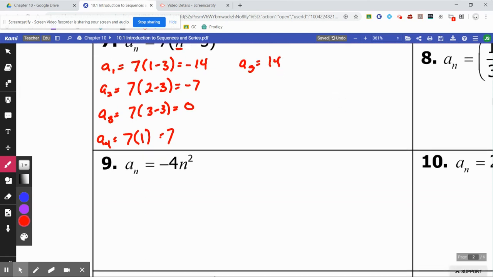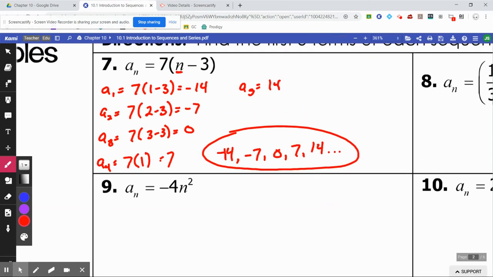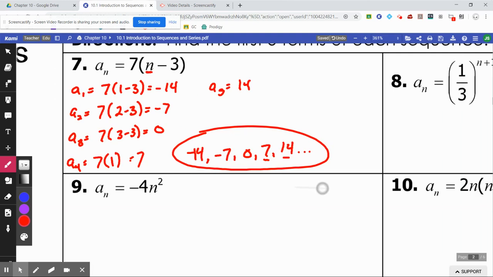So your terms are negative 14, negative 7, 0, 7, 14, dot, dot, dot. That's the first 5 terms. Now, could we find the next one, a sub 6, by looking at this pattern? Yes. Could we use the previous terms now and kind of define this recursively to find the next ones? Yes. 7, 14, 21, 28. We see that these are simply multiples of 7 here, right?